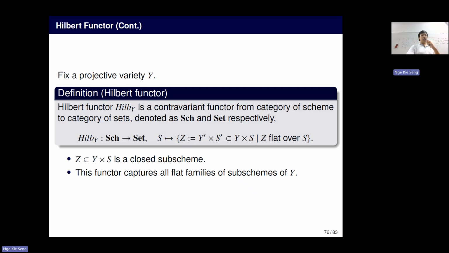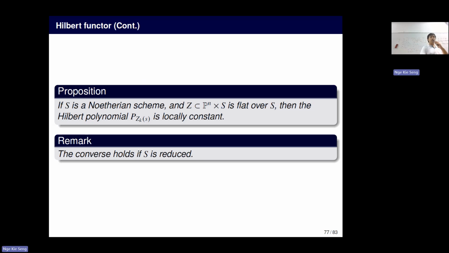We can also remark that this Z is actually a closed subscheme if it is flat over S. S is a scheme, coming from the category of schemes. Yes, we need to fix a projective variety for this definition. Then we have a proposition, but this is not actually used in other theorems, so we go fast.